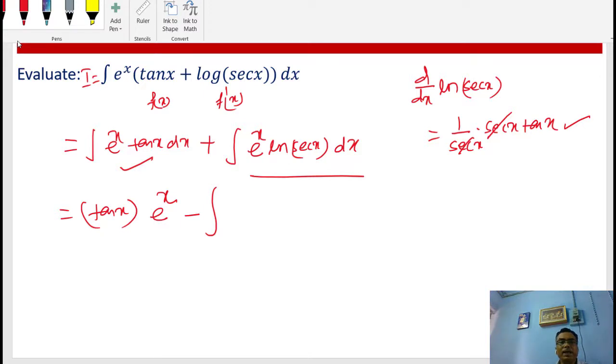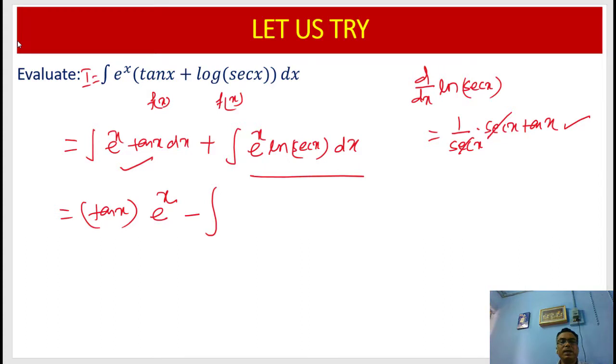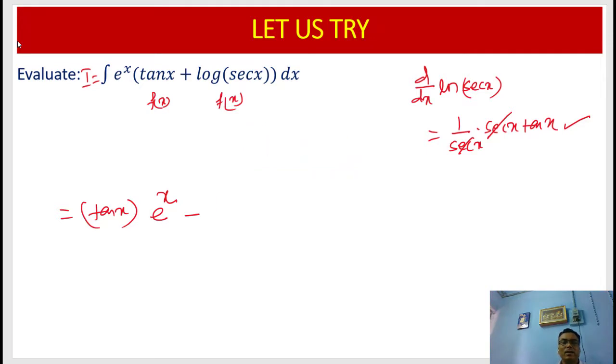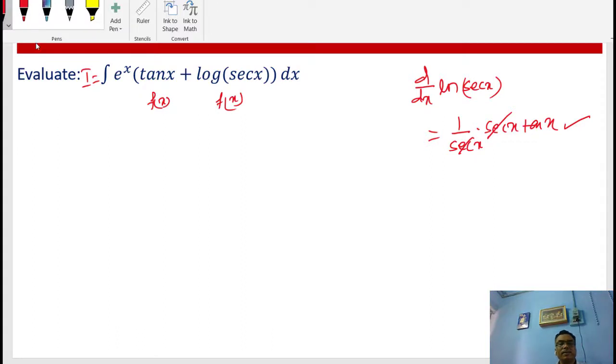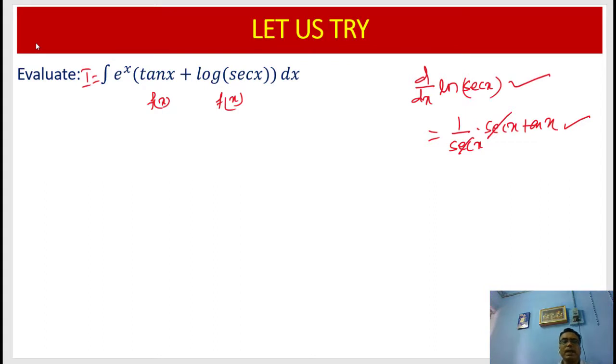So this is f x, its derivative, log sec x, derivative is tan x. So let us correct it. It is integration e to the power x log sec x dx. Derivative of log sec x is tan x. Therefore, log sec x is my f x and tan x is f dash.